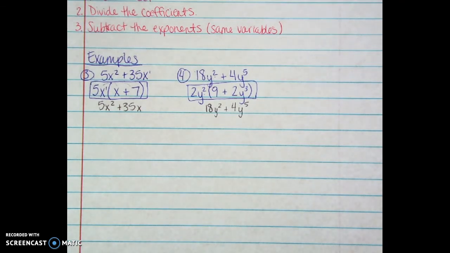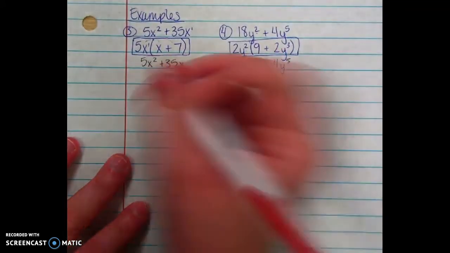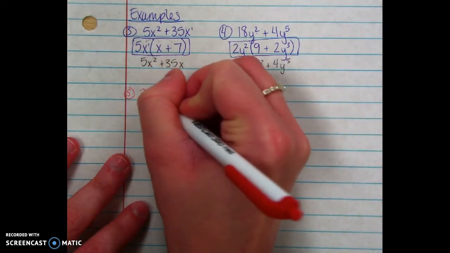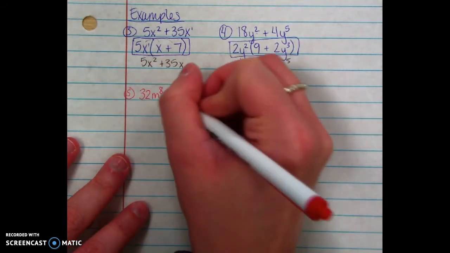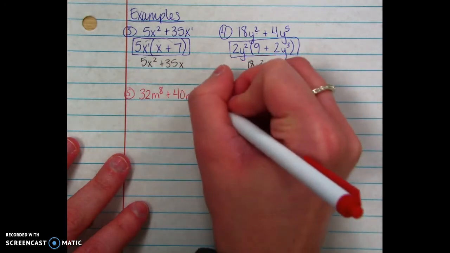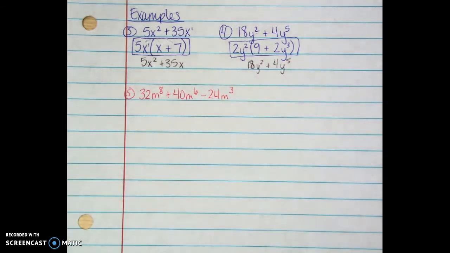Okay, let's go up to 3 terms now. So this is number 5: 32m to the 8th plus 40m to the 6th minus 24m to the 3rd. Now you might want to do a factor tree on this, just so you get the largest number.